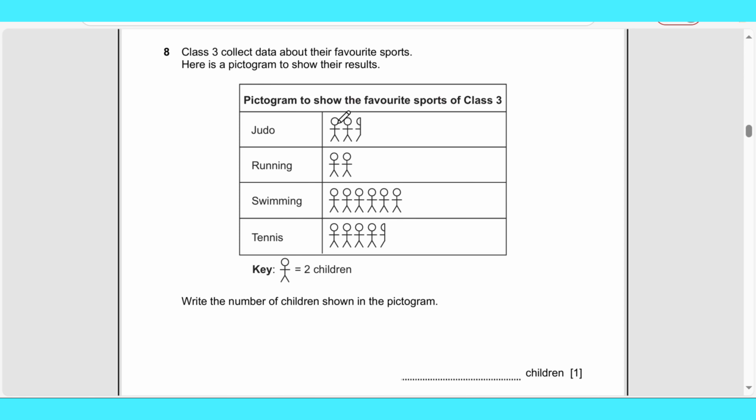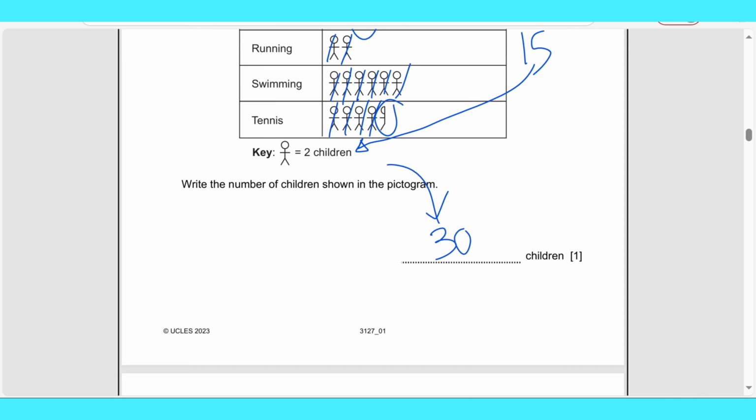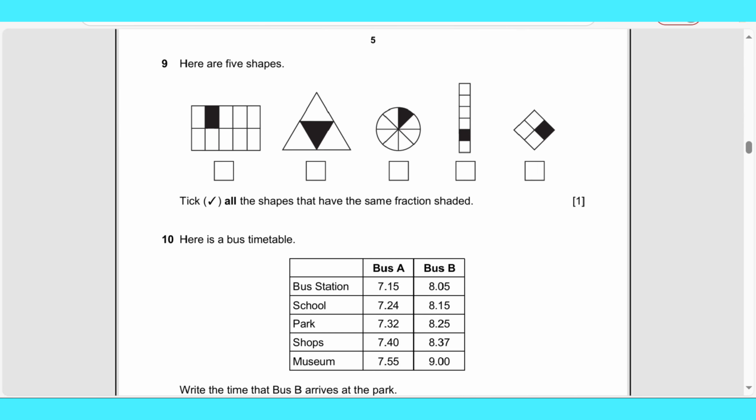So the answer for this is 30. How do you get that? We count the number of persons, 1, 2, 3, 4, 5, 6, 7, 8, 9, 10, 11, 12, 13, 14, and then half and half will combine to 1, so 15. So altogether 15. 15 times 2 is 30. Okay, let's move on.